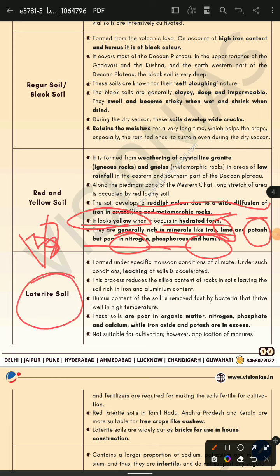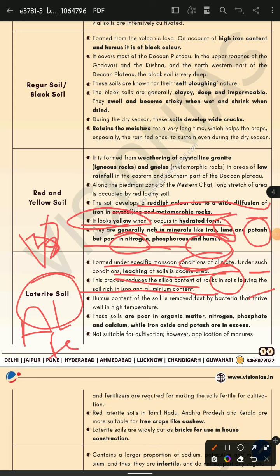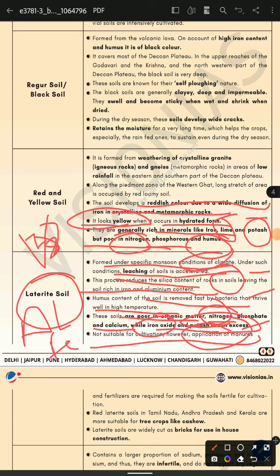Laterite soil, and that is the formation under the special monsoon climate condition such as the leaching soil, and the reduce of the silica content, and the soil leaching is the soil rich in the iron and aluminum content, iron and aluminum Fe, and the humus content of the soil removed due to the forest bacteria. This is the temperature high. There is the organic matter of the nitrogen, phosphorus, and the calcium oxide, iron oxide, and the phosphorus content, and the sustainable, however the application of the measures.